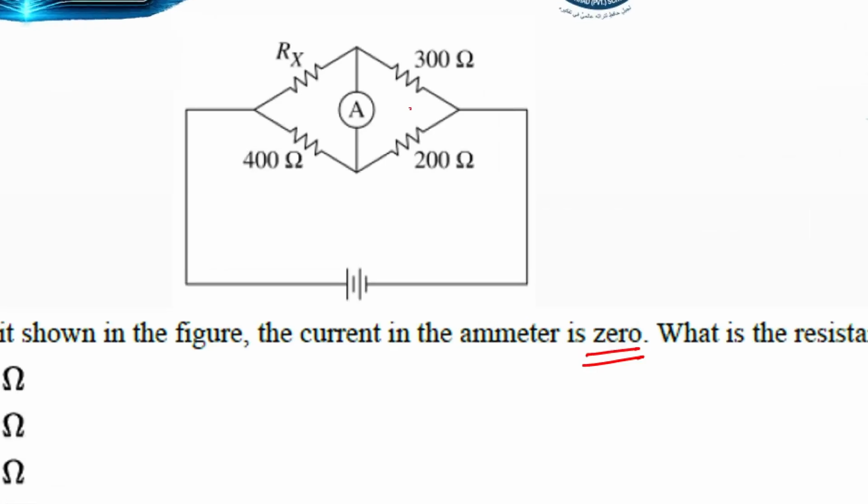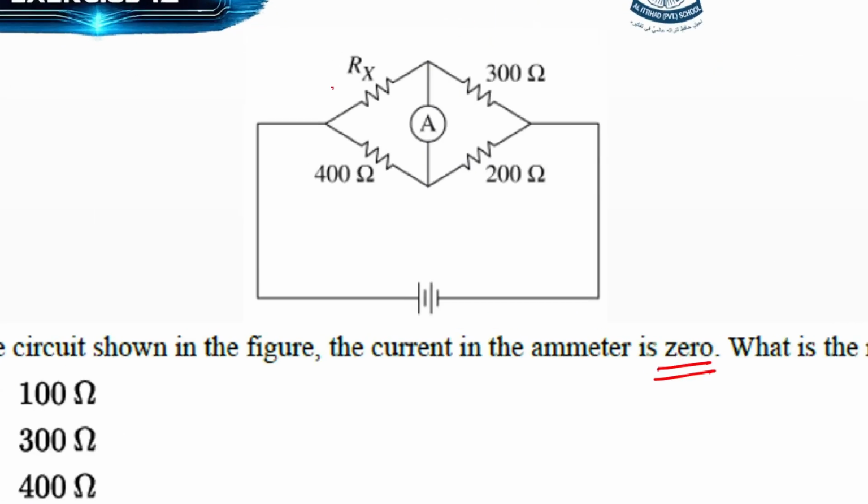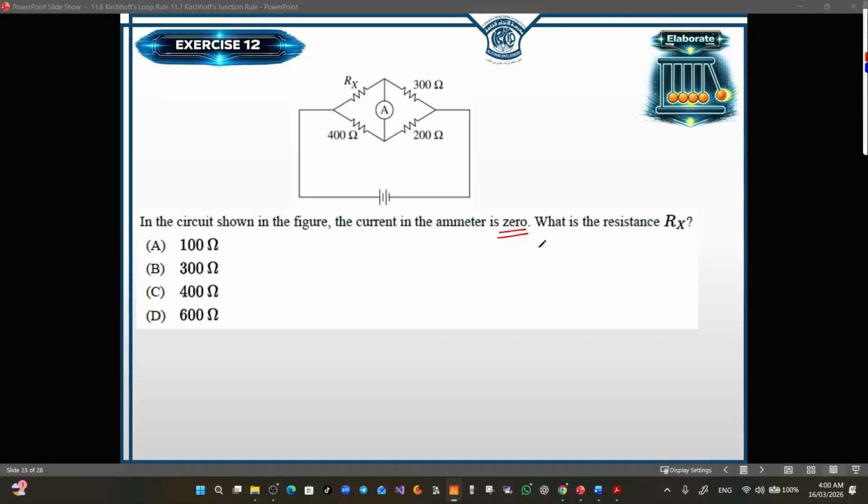Notice that the 300 ohm and the 200 ohm are connected in parallel because they have two terminals in common. So this terminal and this terminal are in common, and this terminal and this terminal are in common. As well as for the Rx and the 400 ohm, they are connected via two terminals, so they are connected in parallel. Since 300 and 200 are connected in parallel, they will have the same electric potential difference. So the delta V across the 300 ohm is equal to the delta V across the 200 ohm.